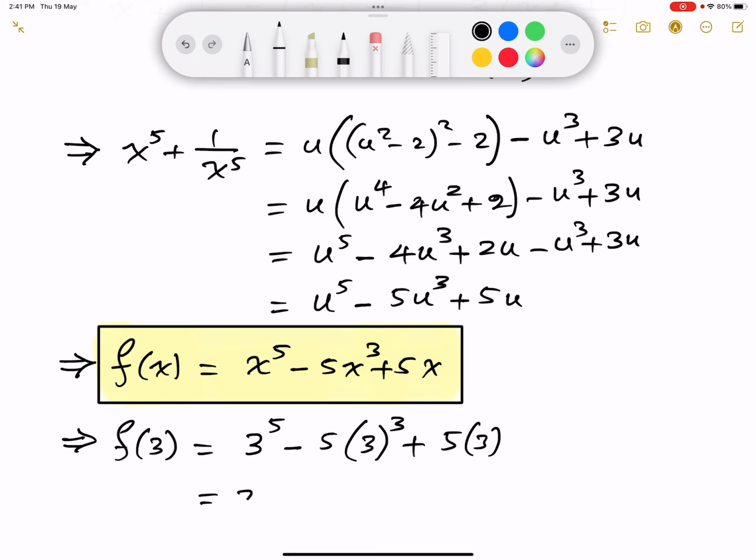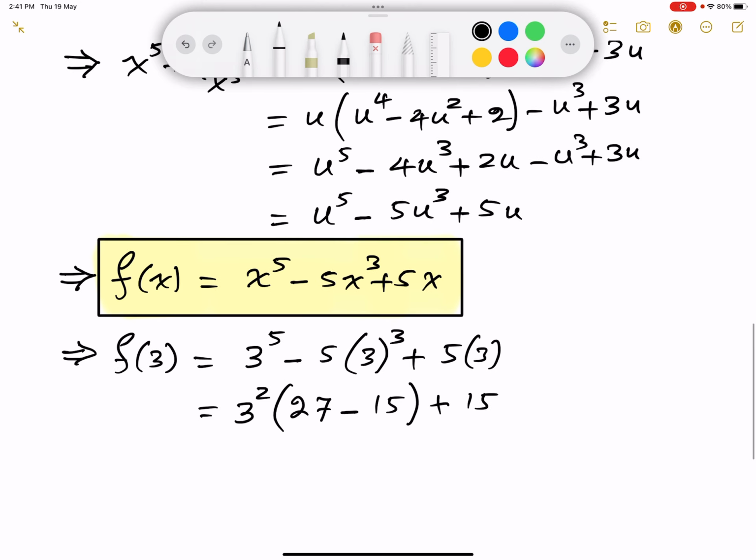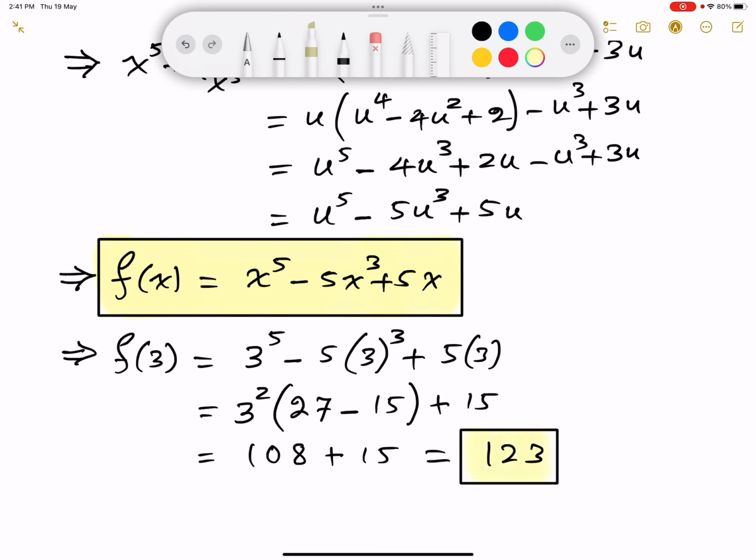Let me take 3 to the power 2 as a common factor, then that leaves me with 27 minus 5 times 3, which is 15, plus 15. 9 times 12, that's 108, plus 15, that gives us 123, and that is the final answer to this problem.